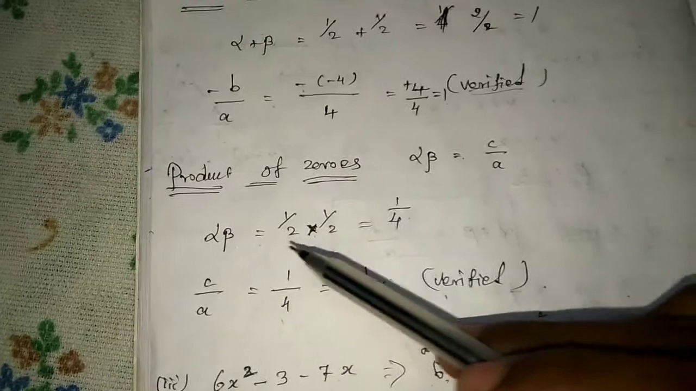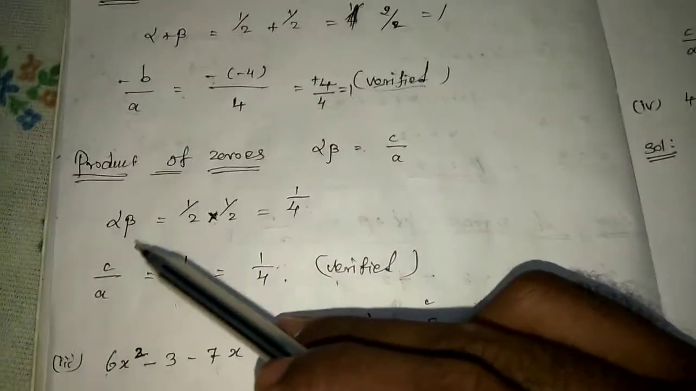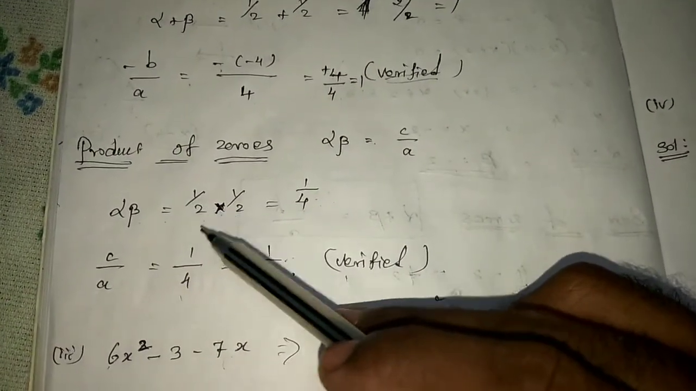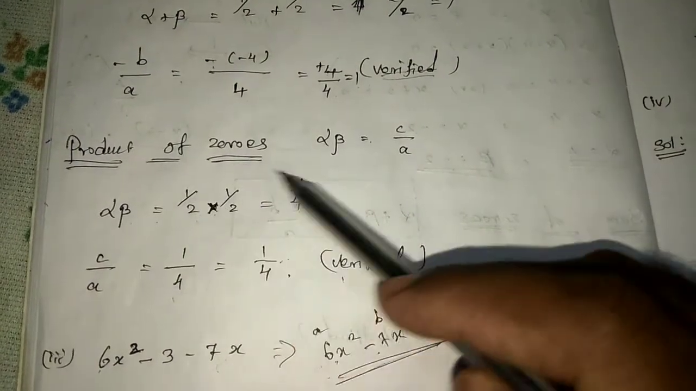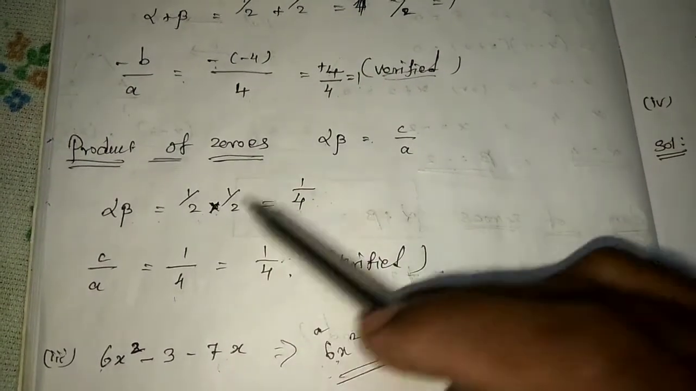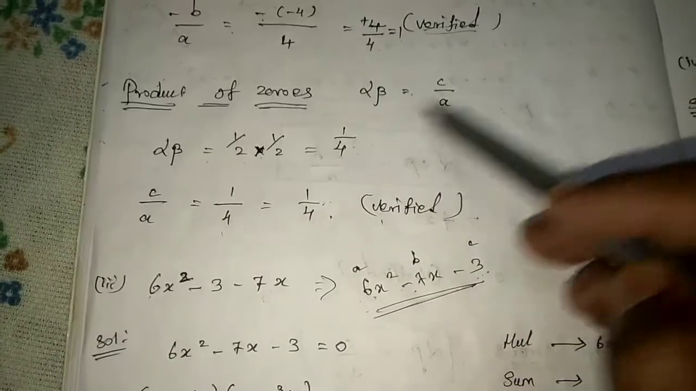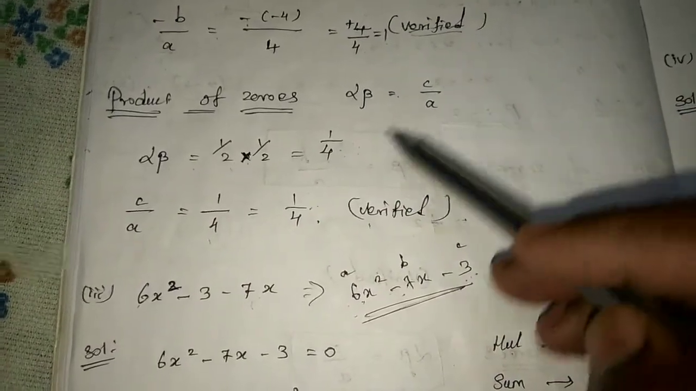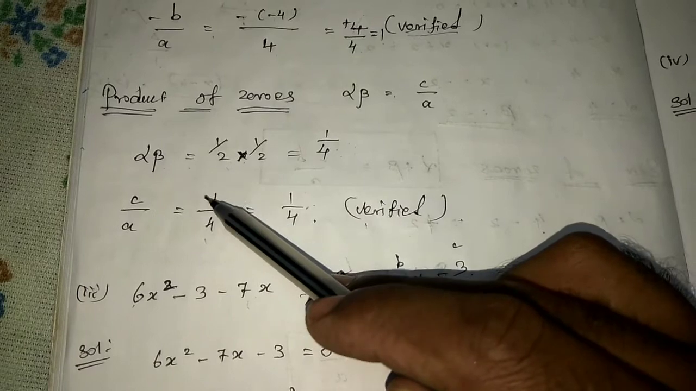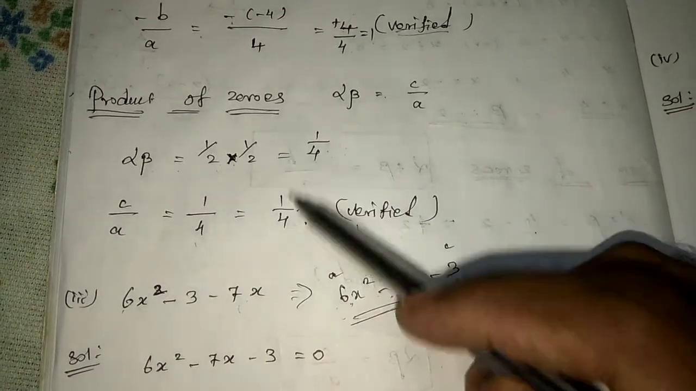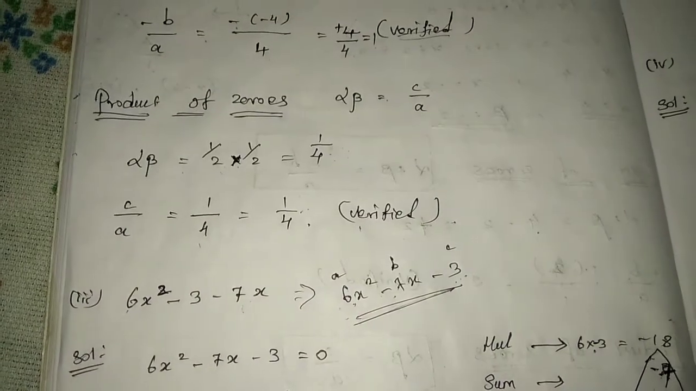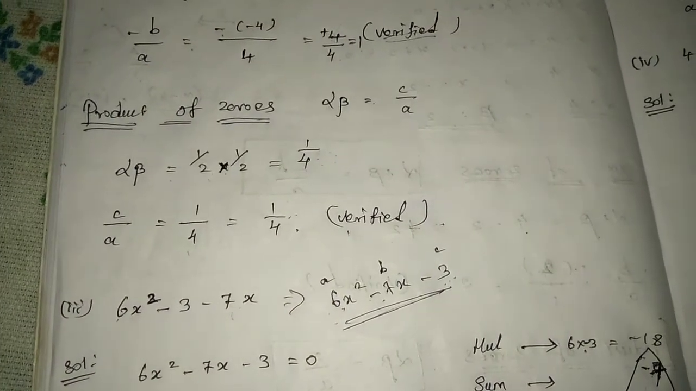Next, product of the zeros. Alpha into beta is equal to 1 by 2 into 1 by 2. So 2 2s are 4. You can multiply numerator, denominator. So 1 into 1, 1. 2 2s are 4. Next, right hand side, c by a. C value in the coefficient, c value is 1, a value is 4. So 1 by 4, verified. Are you all clear? I hope you understood the problem.